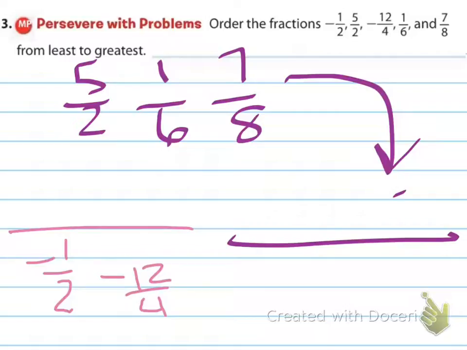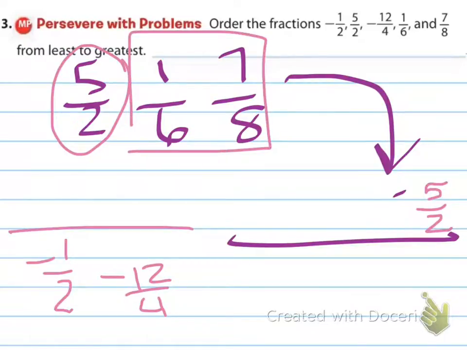Now, if I'm looking at these, some are mixed numbers and some are fractions. I know that if it's an improper fraction, that's a bigger number. The only improper fraction I have is 5/2, so I know that that's my biggest number here. Then I'm going to compare 1/6 and 7/8, and hopefully just saying 1/6 and 7/8 is a pretty obvious way that 7/8 is going to be bigger. It's almost 1, and 1/6 is almost 0.